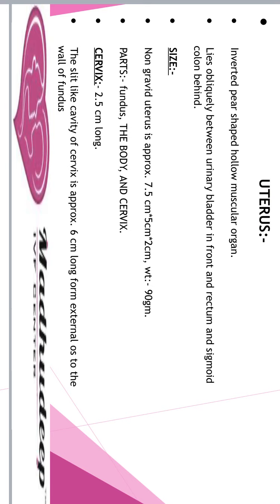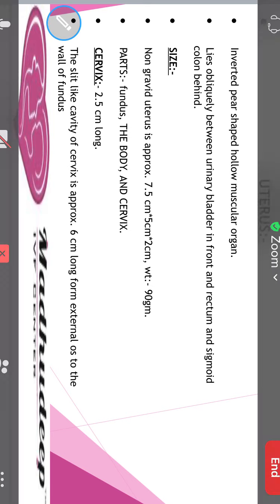Size of the uterus is 7.5 by 5 by 2. Simply, you have to remember 6 by 5 by 4. I am remembering like this: ovary 321, uterus 654. Exact size is 7.5 by 5 by 2 centimeter. Weight is 90 gram. Parts of the uterus are fundus, body and the cervix.